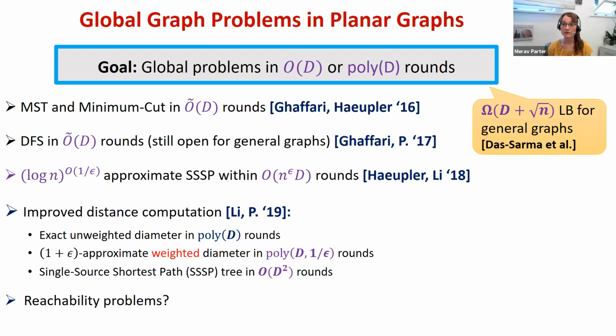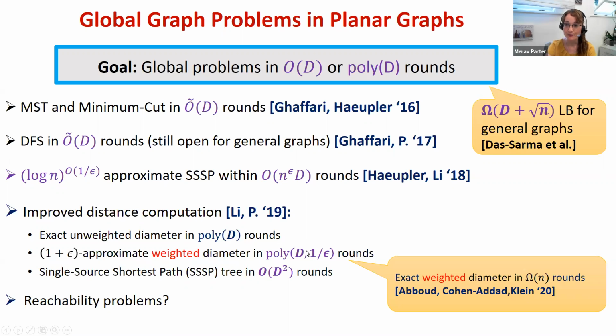And indeed, in works by Ghaffari and Haeupler that introduced this line of works, they provided an efficient algorithm that runs in nearly optimal time of roughly the diameter many rounds for minimum spanning tree, minimum cut. By now we have additional algorithms for DFS, approximate SSSP. Let me also mention that last year in a work with Jason, we provided a unified framework that I'm going to mention later on that is very useful for computing distance-related problems. For example, we can compute a 1 plus epsilon approximation of the weighted diameter of the graph in roughly poly(D) many rounds. If you insist on solving the exact diameter, then the round complexity becomes linear by a new lower bound.